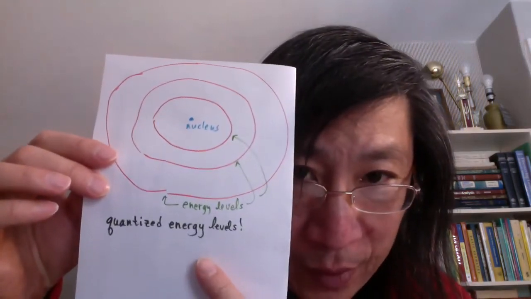Quantized energies. So in an atom or a molecule, you can only have certain, not an infinite number, but certain levels of energy for which your electrons in that atom or molecule are allowed to live. That is the result of quantum mechanics and the wave and particle duality and all that. It's really kind of cool.